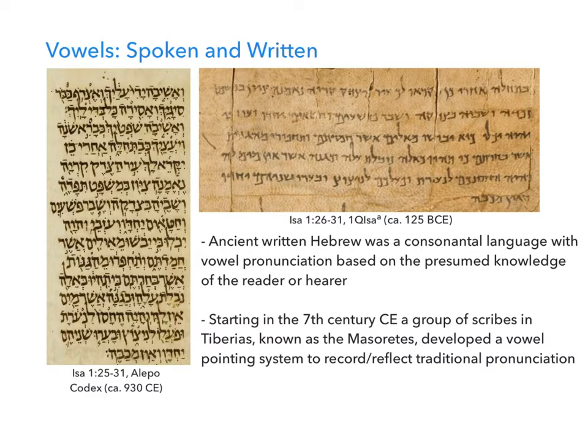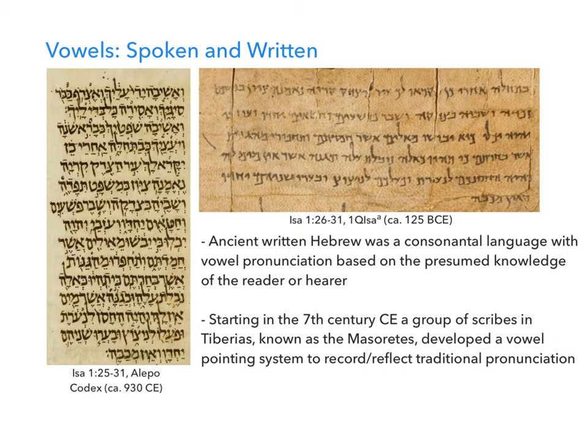It's something you might hear about. This is a group of scribes that were operating in Galilee, in Tiberias, as far as we know, starting in about the 7th century CE. The earliest and best manuscripts we have from this school come from the 10th and 11th centuries, like the Aleppo Codex, like the Leningrad Codex.